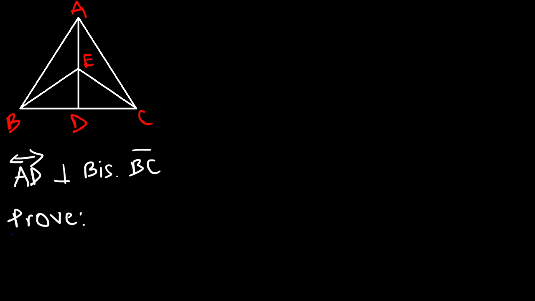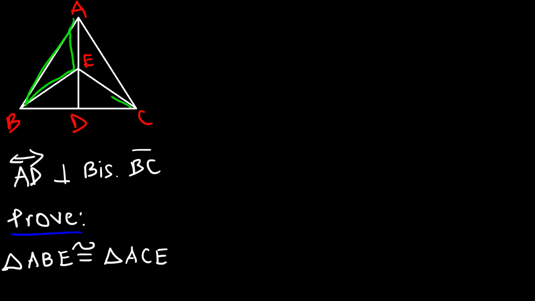prove that triangle ABE is congruent to triangle, or rather, ACE. So we need to prove that this triangle is congruent to that triangle. How can we do so? Well, let's start with a 2-column proof.